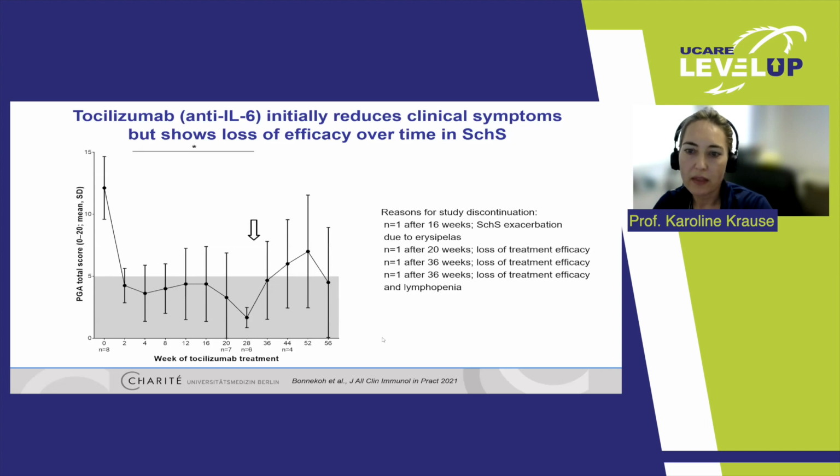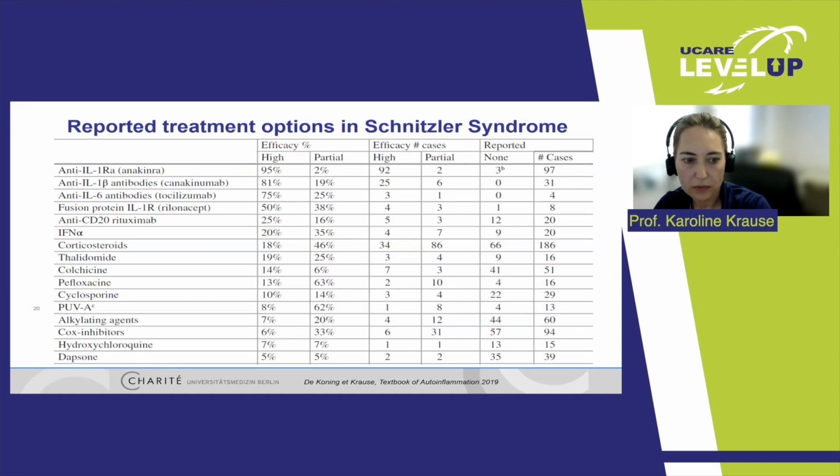So this was shown in most patients, unfortunately. Therefore, most patients had to stop anti-IL-6 treatment here, at least in Schnitzler syndrome. There are further treatment options, a lot of immunosuppressives that were tried, also other biologics. However, as already mentioned, nothing is approved so far, so we are always in the off-label treatment.